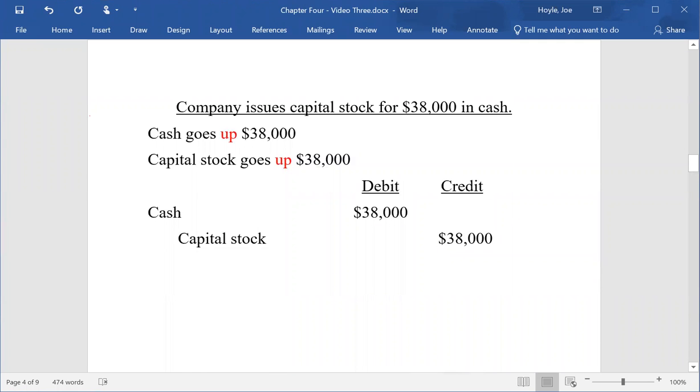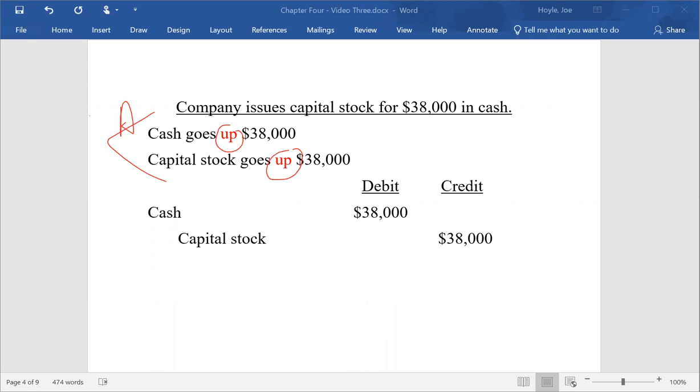Company, we'll go to the first one. Company issues capital stock for $38,000 in cash. The first time you do this, think about it in terms of what goes up and what goes down. Here, cash goes up by $38,000, and the capital stock, or the contributed capital account, also goes up by $38,000. That's just a fact. That's what happened. That doesn't take magic. Cash goes up, capital stock goes up.